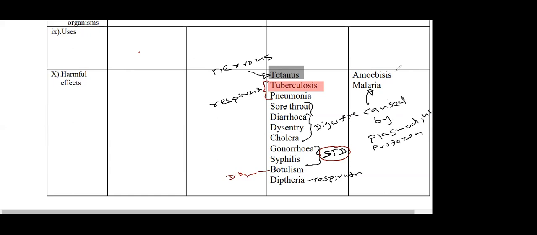Amoeba is related to foodborne and waterborne disease. Plasmodium is the protozoa which causes malaria, and the vector that transmits this Plasmodium to your body is the mosquito. The vector is the female mosquito. The name of the female mosquito, Culex mosquitoes.